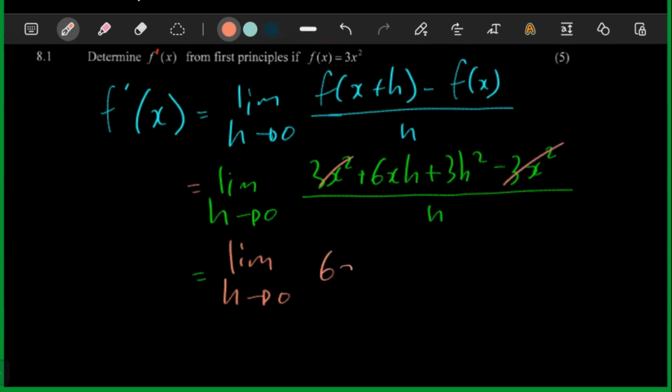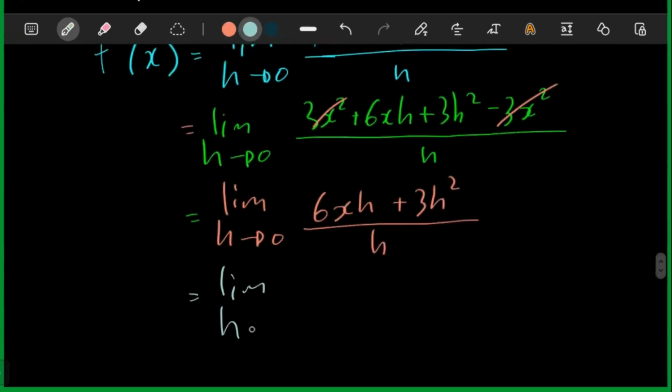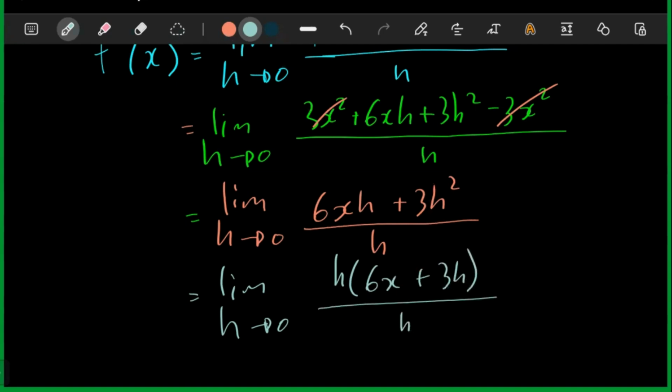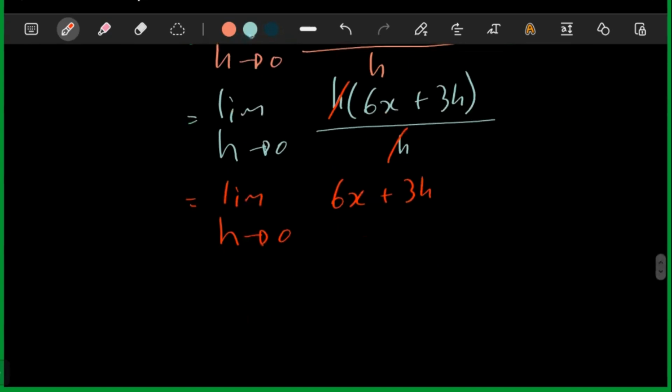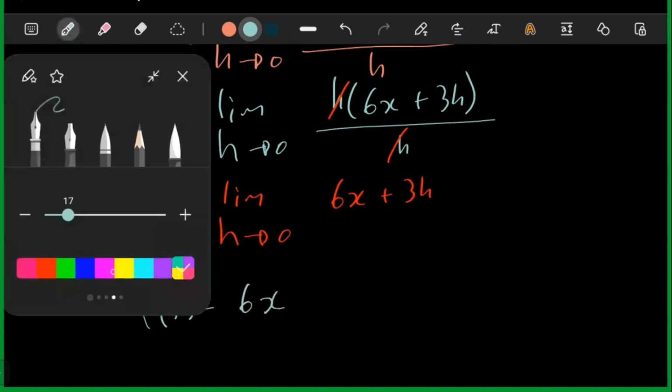So here you are left with 6xh plus 3h squared, the whole thing over h. You want to take out h as a common factor. So h goes out, 6x plus 3h, the whole thing over h. The h's cancel each other out. You're going to have 6x plus 3h. And then now you can drop the 0 where the h is. Then you have 6x, as expected.